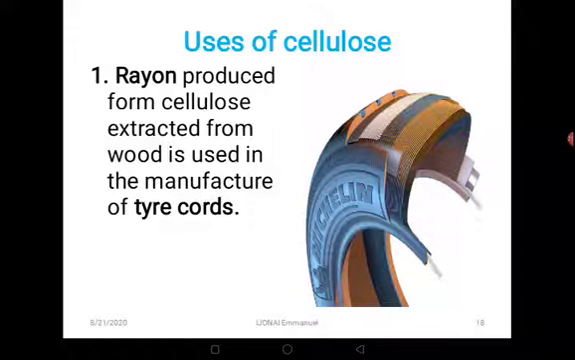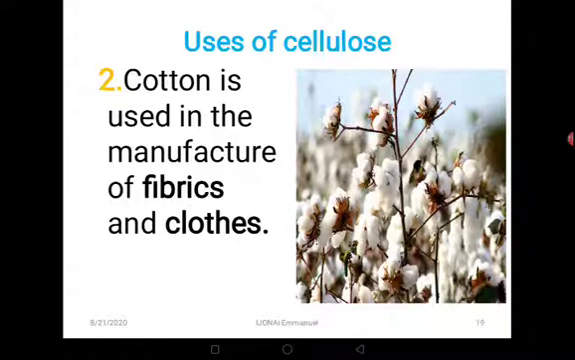So let's look at the uses of cellulose. Let's go through them very fast. Rayon, which is produced from cellulose extracted from wood, is used in the manufacture of tire cords. So you must have observed the tires very well, and you will see that there are some cords running across the tire, making it rigid and strong. That one is called rayon, and rayon is a product of cellulose. Cotton is used in the manufacture of fabrics, and then clothes. Of course, we know very well the cotton containing clothes, our uniforms, the bed sheets, the hankies, and so on. The masks these days are made up of cotton. And cotton is a product of cellulose.